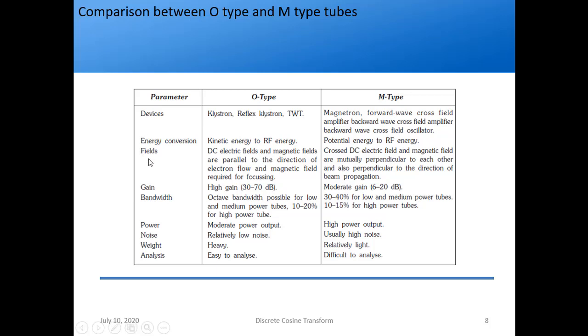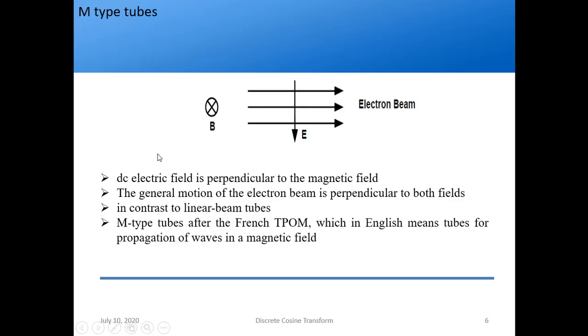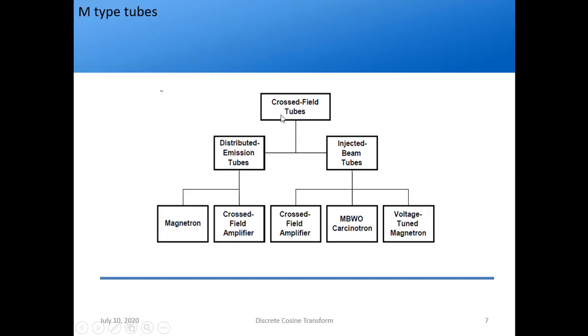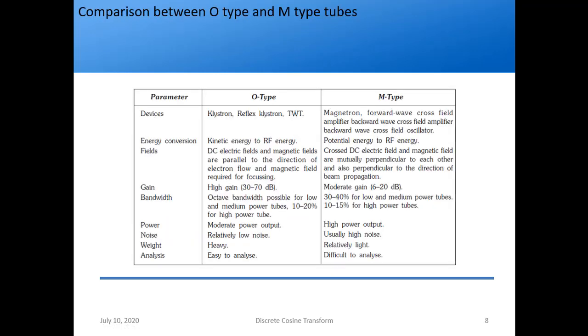The next parameter is fields. This is clearly visible from this diagram and this diagram, right? So that can be one of the differences. In O-type tubes, DC electric fields and magnetic fields are parallel to the direction of electron flow, and the magnetic field is required for focusing. Parallel in the sense they are aligned, so it is one and the same thing. And here they are mutually perpendicular, right? Then gain is very high in O-type tubes, which is 30 to 70 dB, but it is low or moderate, in the range of 6 to 20 dB, for M-type tubes.